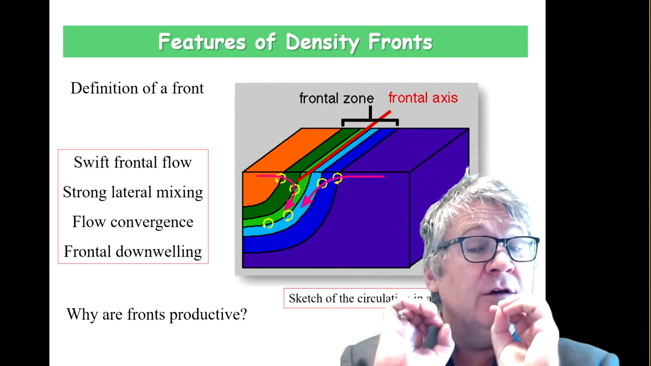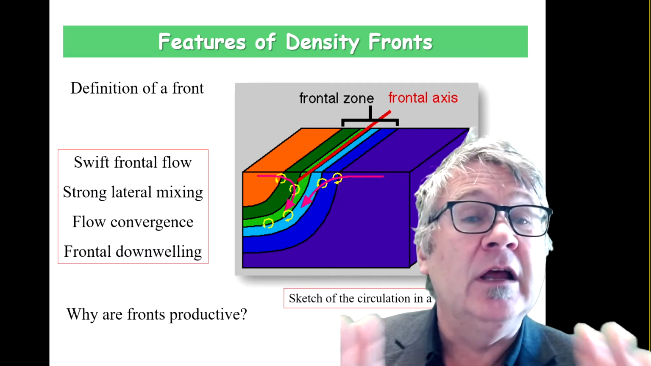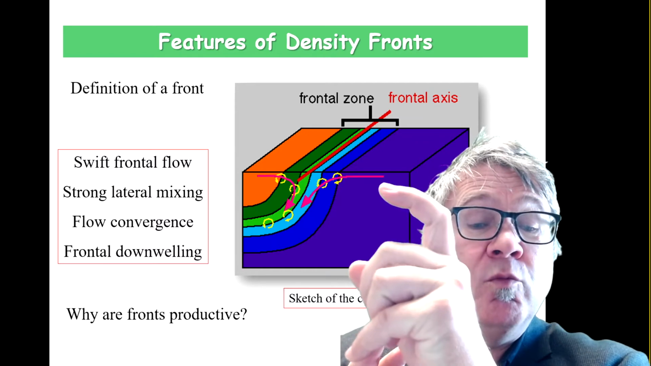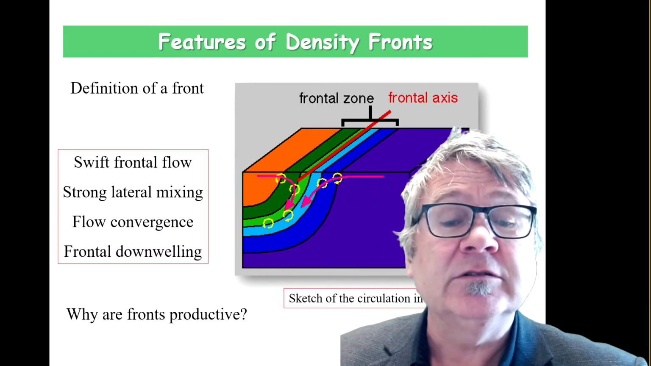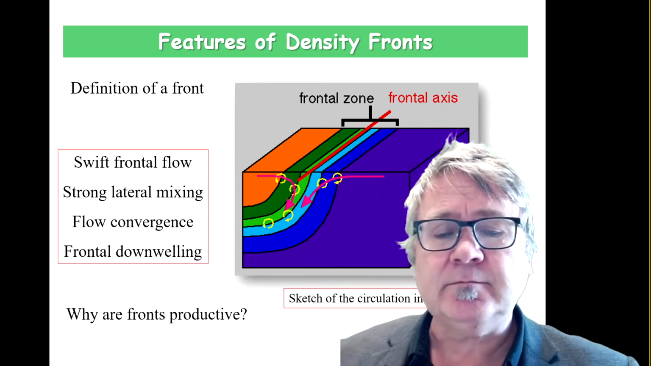And what the flow convergence does is that it actually produces frontal downwelling. You can see water moving down. It's not upwelling, it's a downwelling.